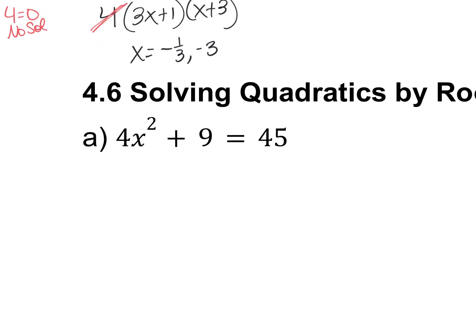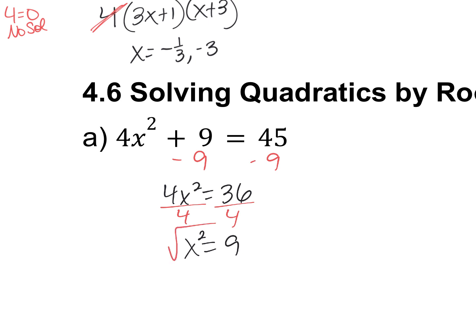So these ones, since there is no term that has just an x to the first power in it, usually the easiest way to solve these is by isolating the radical. So we're going to isolate that x squared by subtracting 9 first. And that gives you 36. Divide the 4 off of there. You get x squared equals 9. Square root, x equals what? Plus or minus 3. Must have the plus or minus.